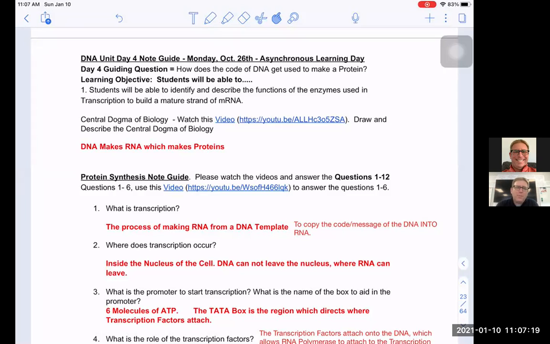Remember, proteins are made on the ribosomes inside of the cell. So we're going to be taking the message of the DNA, which is found inside of the nucleus of each cell. We need to get that message to the ribosome where the protein gets made, but DNA cannot leave the nucleus. So what we need to do is transcribe the message that we find inside of the DNA into RNA, which is the cousin to DNA, so that the RNA can then leave the nucleus and go to the ribosome, where we can then translate that code or that message of the DNA into proteins.